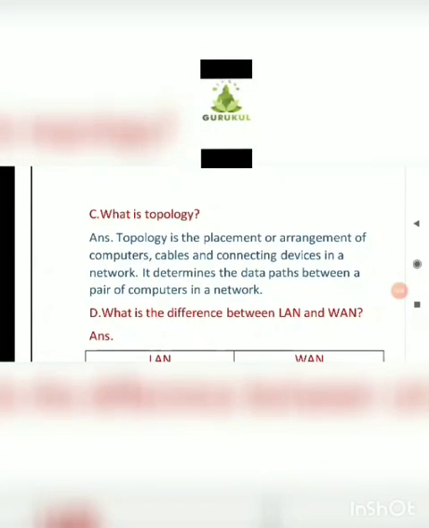Next one. What is topology? Topology is the placement or arrangement of computers, cables and connecting devices in a network. It determines the data path between a pair of computers in a network. Kids, how the computers, devices, all the connecting devices and cables are arranged in a network system, the proper arrangement of the network system is known as the topology. Different types of topologies are there according to the placement or arrangement. Examples: star topology, ring topology and bus topology.